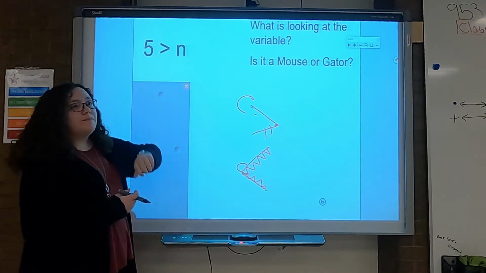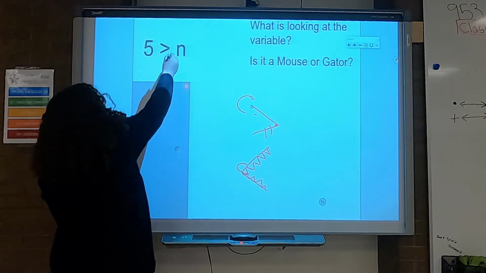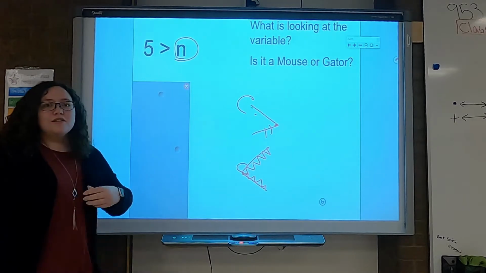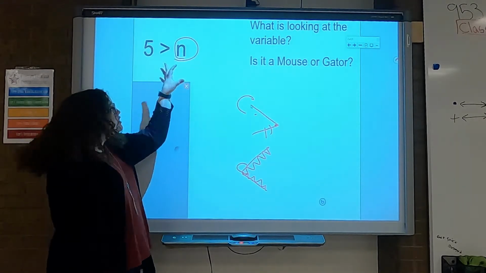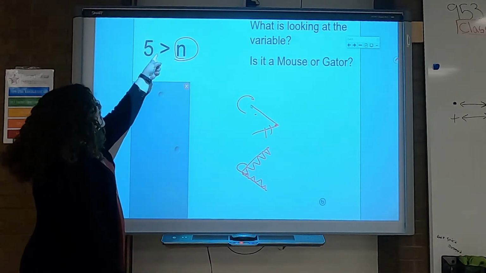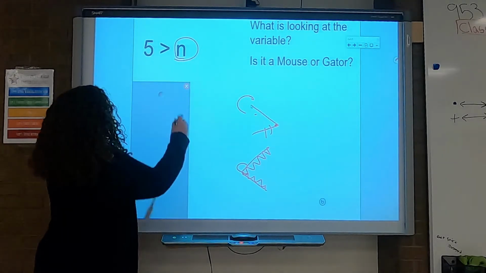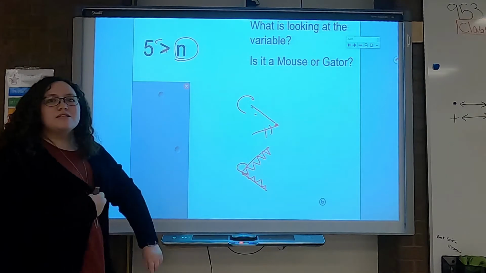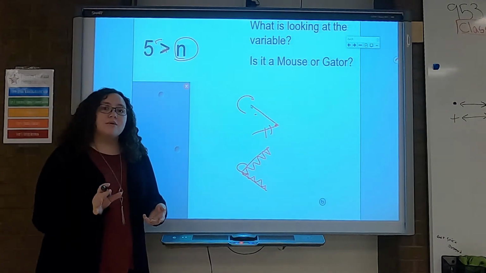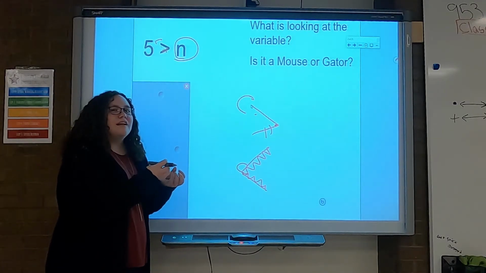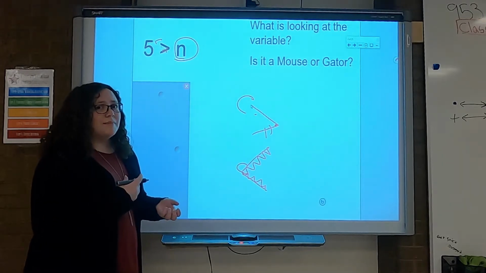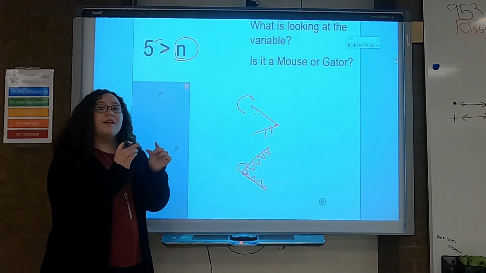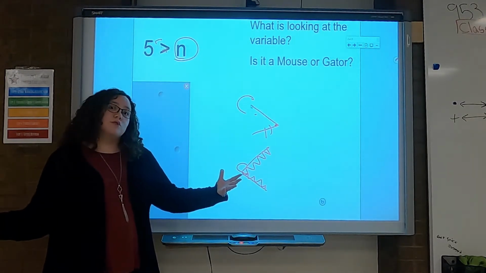So this first one, we have n on this side. What is looking at this n? What is looking at this variable? Well, it certainly looks like a mouse to me, just like this one right here. It's got a little ear, a little eye, some whiskers. A mouse is looking at this n. Now, a mouse is smaller than a gator. Whenever I picture a mouse, I picture this tiny little fluffy thing, and a gator is basically a dinosaur that lives in the swamp.